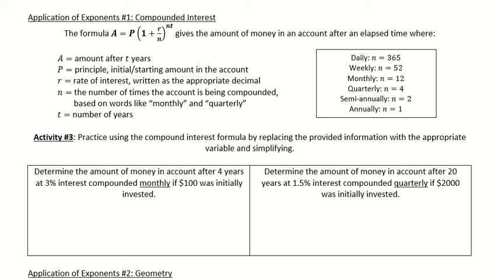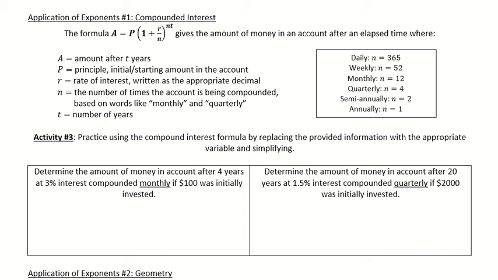In this video, we'll explore some of the applications of exponents and their properties. We'll start off with compound interest, which is probably one of the more exciting ones because we're talking about money. In this general formula, A equals P times the quantity 1 plus R divided by N raised to the NT power, gives the amount of money in an account after a certain amount of time.